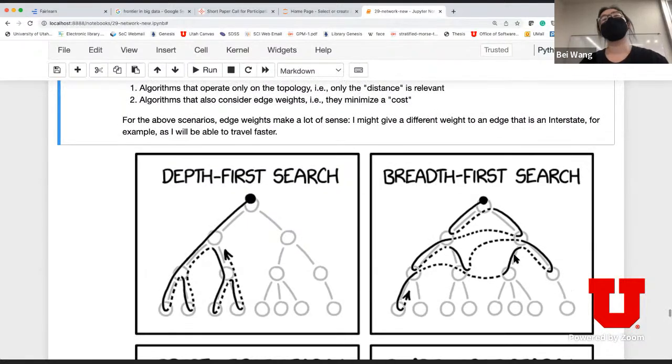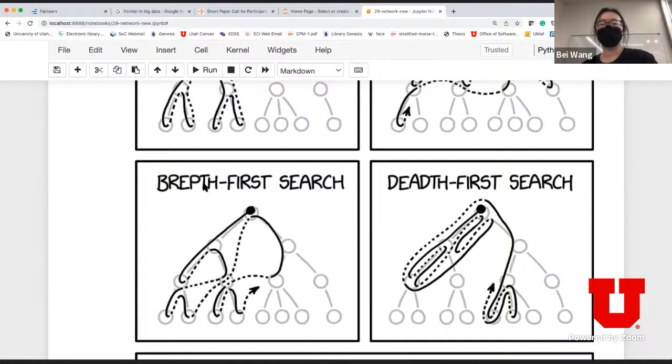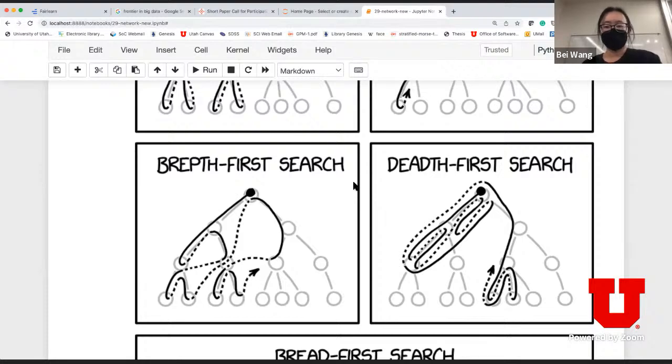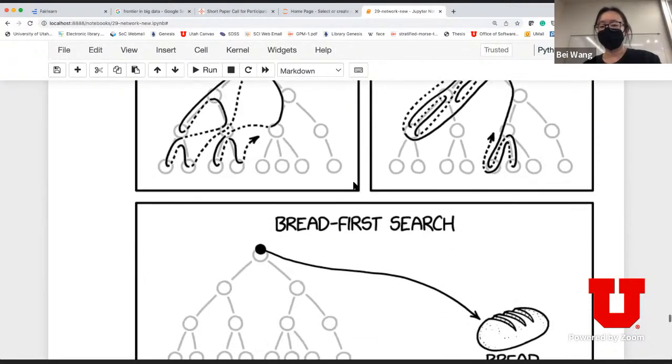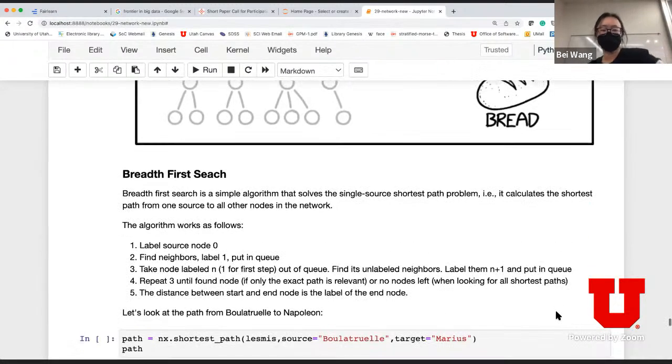This is a place where you can misspell this algorithm many different ways. These are different spellings of it. I mean, they don't really exist, but you can see. And then the funniest one you would see is the bread first search. So you just go straight to search for the bread. Anyway, let's talk about breadth first search.